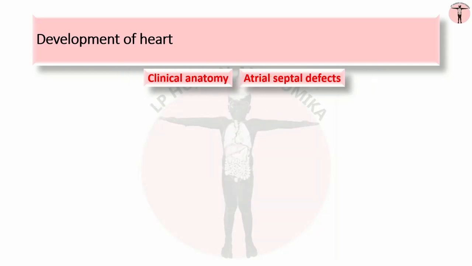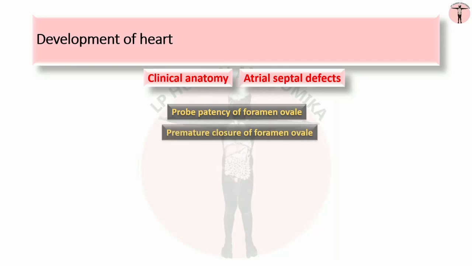Coming to the atrial septal defects, the probe patency of the foramen ovale is discussed previously, which is caused by incomplete anatomic fusion of septum primum and septum secundum. Premature closure of the foramen ovale is closure of the foramen ovale during prenatal life. It results in hypertrophy of the right side of the heart and underdevelopment of the left side of the heart.